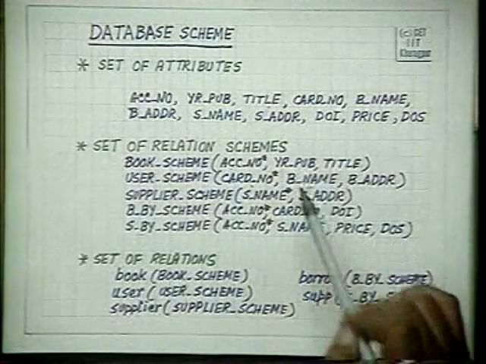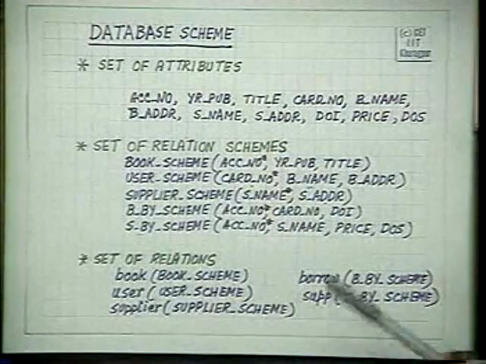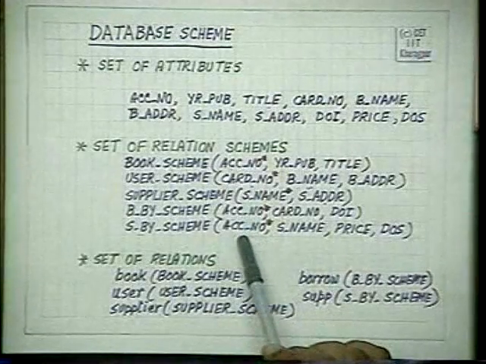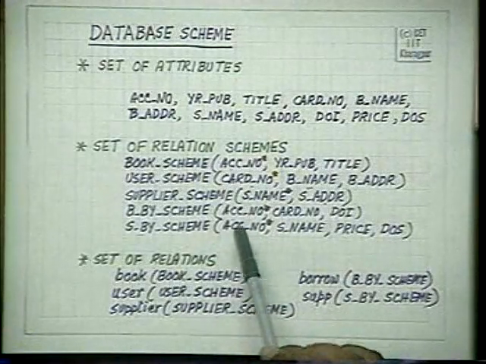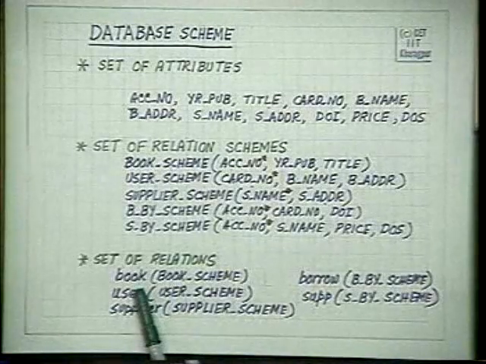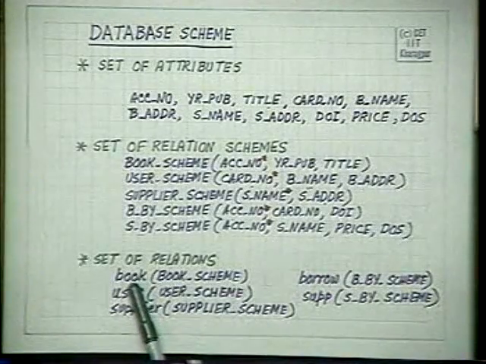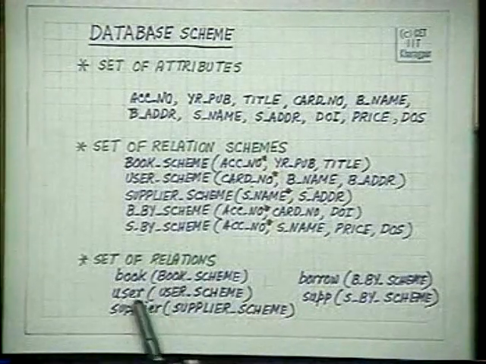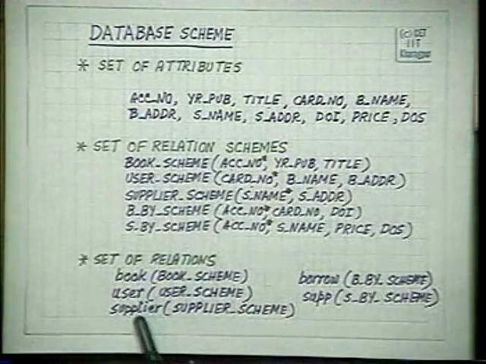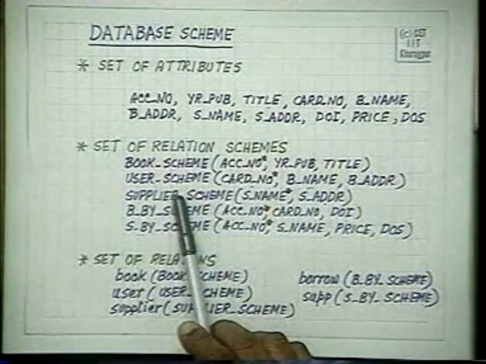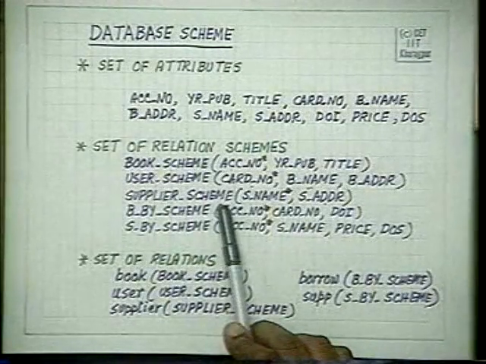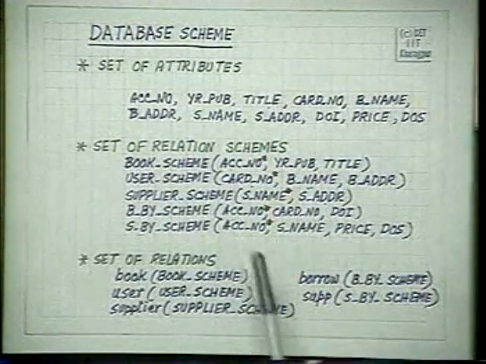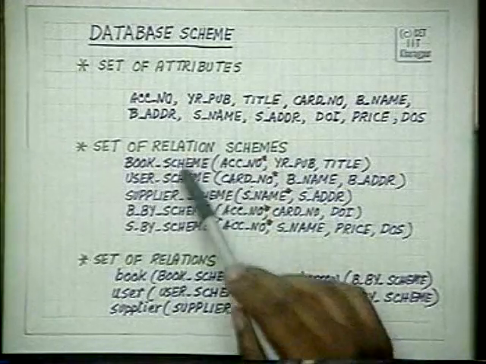This was formed from our entity relationship model. This is the set of relation schemes. This gives you the structure of all the relations that you can have. And now we define the relations themselves. We have a book relation from the book scheme, a user relation from the user scheme, a supplier relation from the supplier scheme, a borrow relation from the borrowed by scheme, and a supplied relation from the supplied by scheme. You can have many more relations from these schemes only.